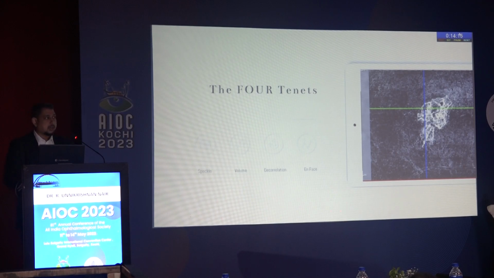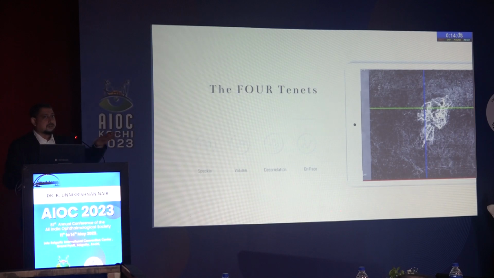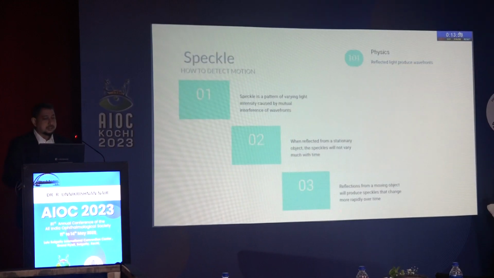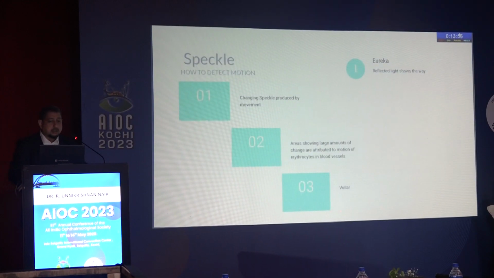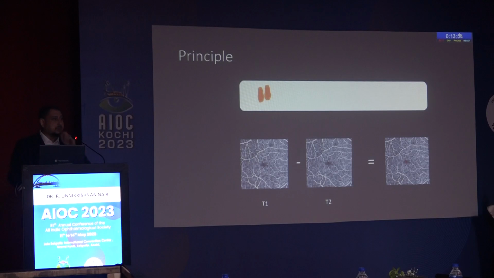The volume means that OCTA produces not a single image, it's depth resolved. You have multiple layers in which you can interpret, and the emphase is the way of looking at the scan. In a regular OCT, it is sideways. The OCTA is always from the top. So these are the four basic tenets, and this is the basic principle.